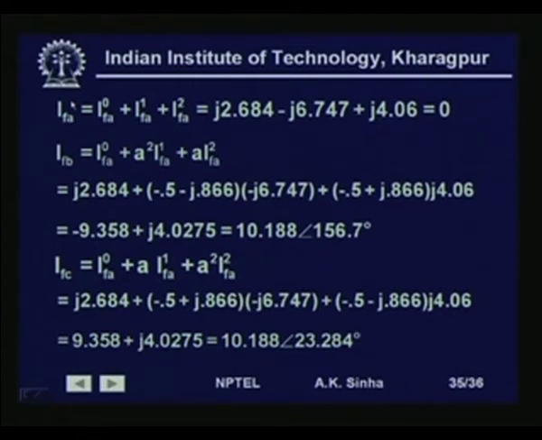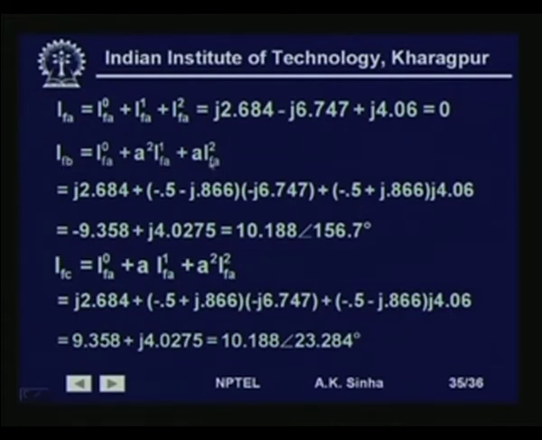Once we have got these positive, negative and zero sequence currents at the fault point, we can calculate the phase A current, that is I0 FA plus I1 FA plus I2 FA, the zero, positive and negative sequence fault currents. When we add up, this comes out to be 0. This is what we had seen in the very beginning, that there is no current flowing through phase A.